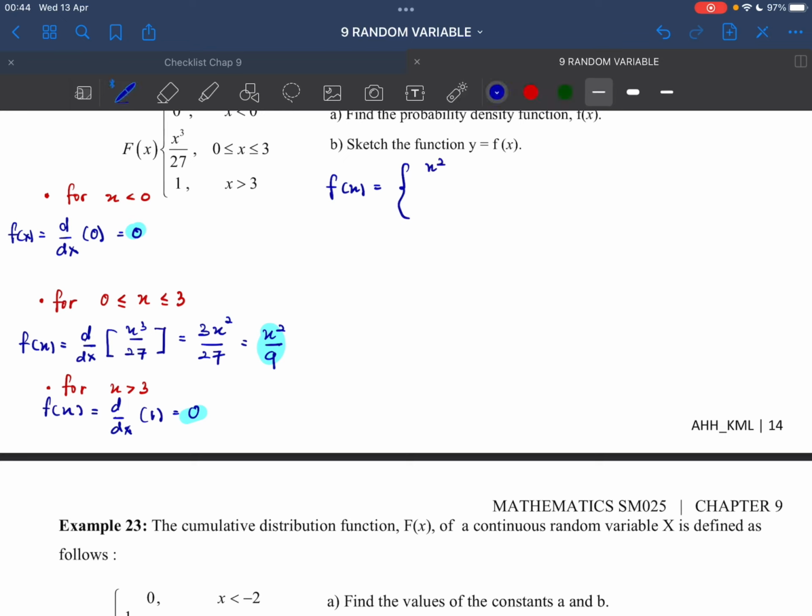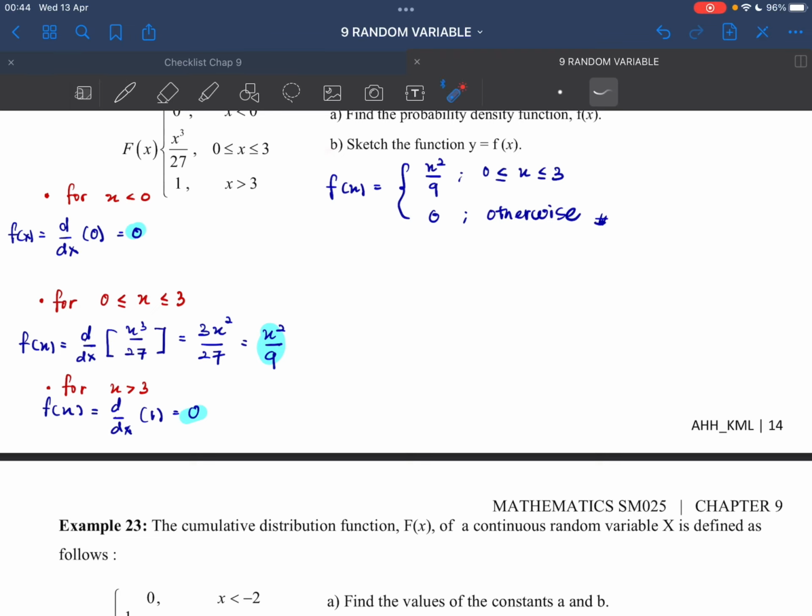Let's put x squared over 9, where the range is the red color, just follow the red color, and 0 here will be otherwise. We collect the zeros and that will be otherwise. So that is your probability density function for question A.